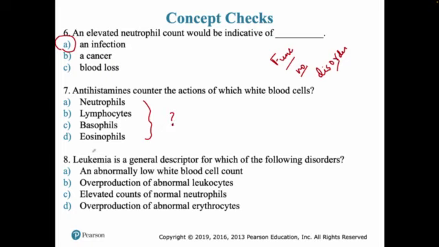And then the third question is talking about leukemia. Now, what is leukemia? We discussed this, it is nothing but an overproduction of abnormal leukocytes. It's not just that normal leukocytes are going higher in number, it's abnormal leukocytes. There's something problematic, some mutation has happened in that leukocyte.